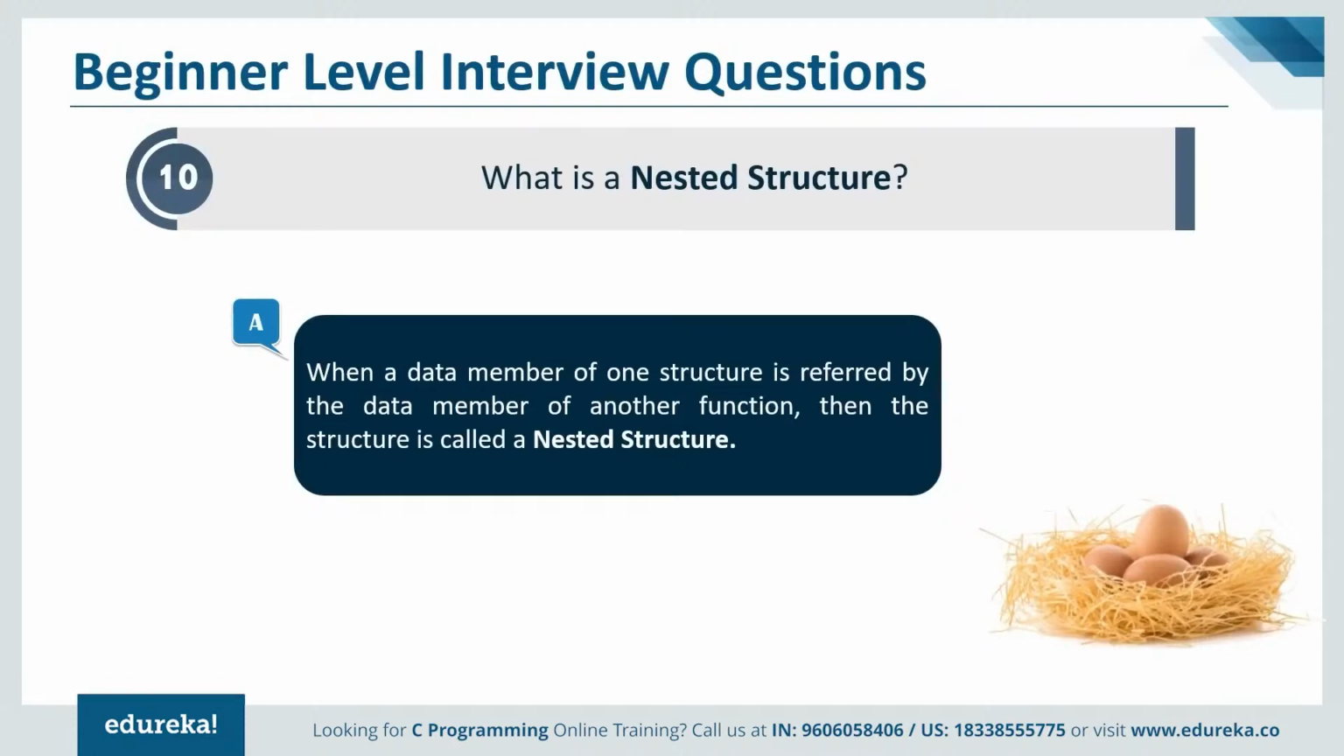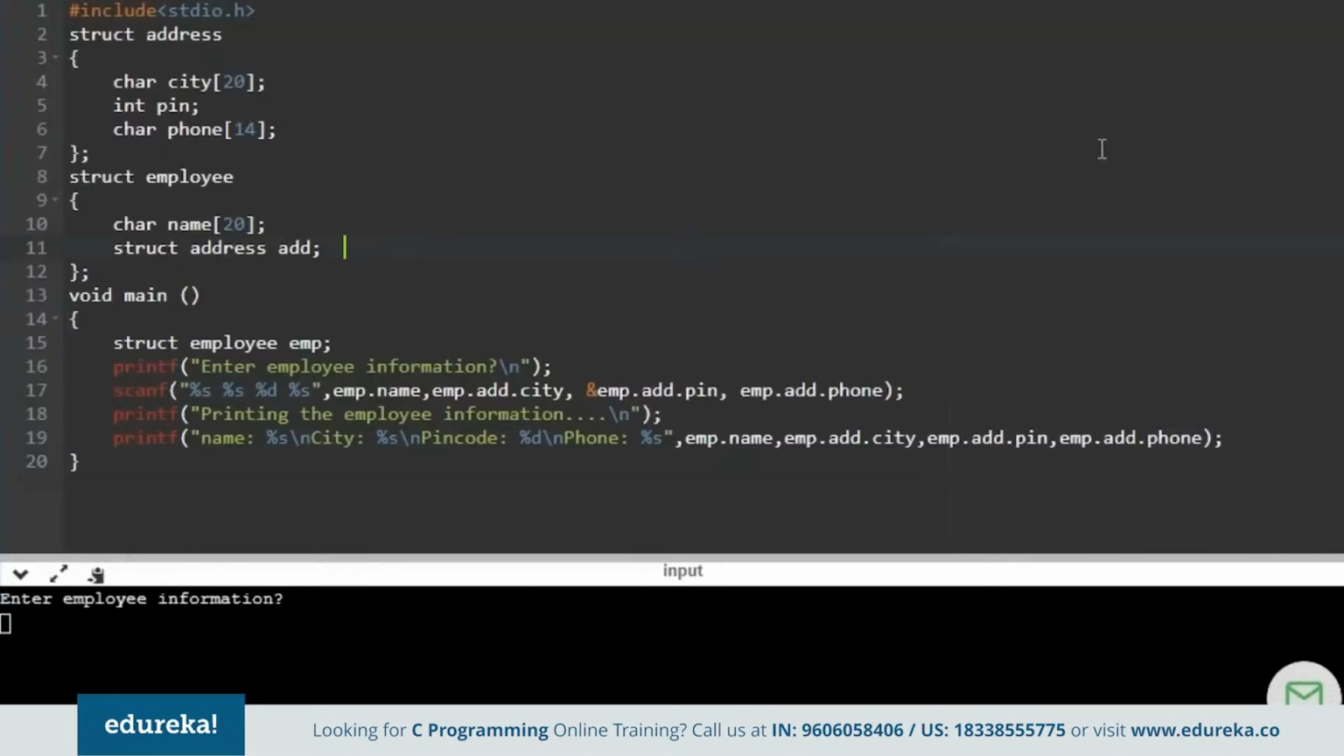To understand this in a much better way, let us execute a simple example. As you can see, this particular example is based on nested structures. You can find the first structure as address, which consists of the city name, the pin code of that particular city, and the phone number of an employee.